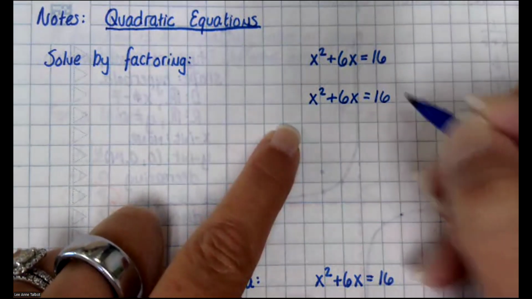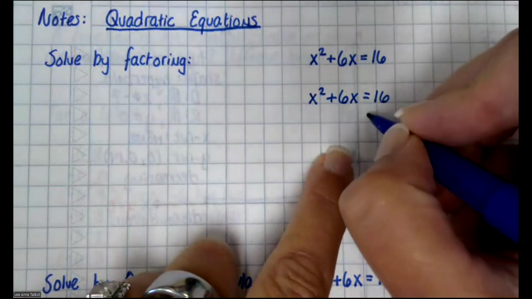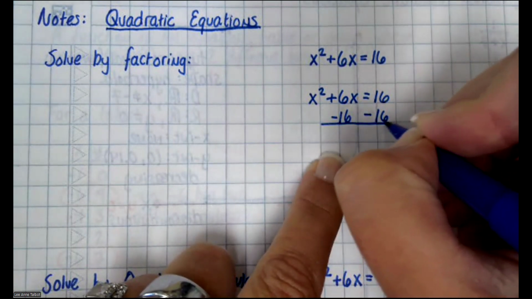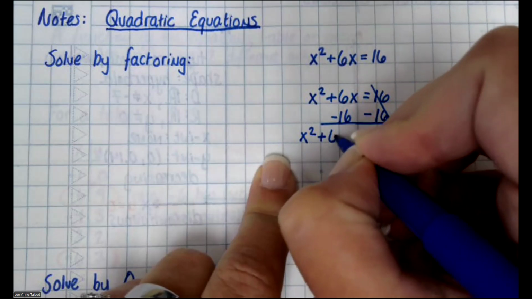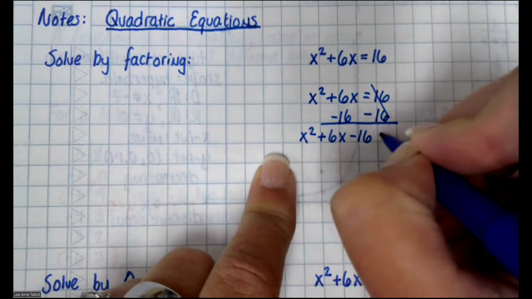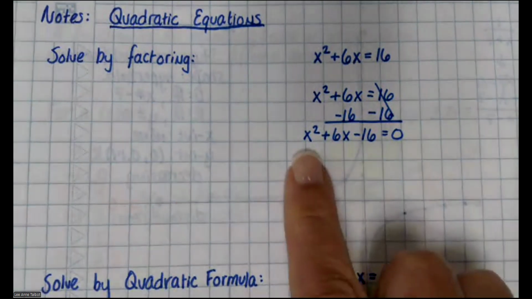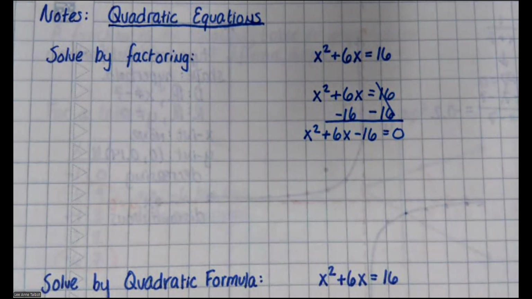The first thing that you need to do, and I'm gonna rewrite this, normally I wouldn't, is get this equal to 0. You need to have it equal to 0 before you solve by factoring. So I'm going to move the 16 to the other side. And this particular problem has an A, B, and a C term. Do you guys know what I mean by that? Okay, which means I'm going to box and diamond.